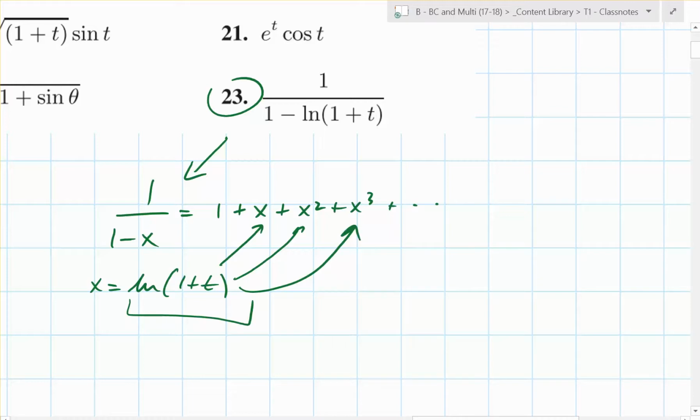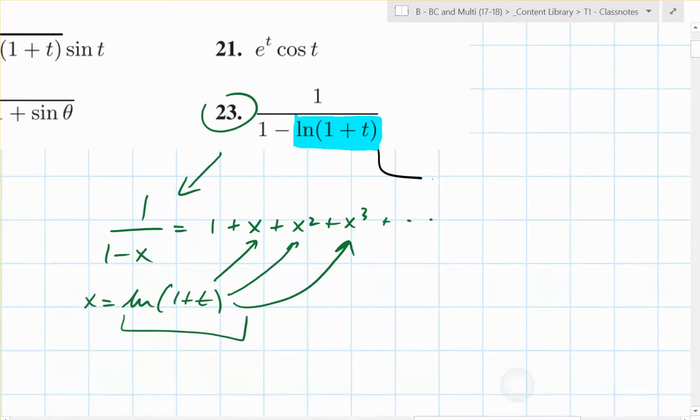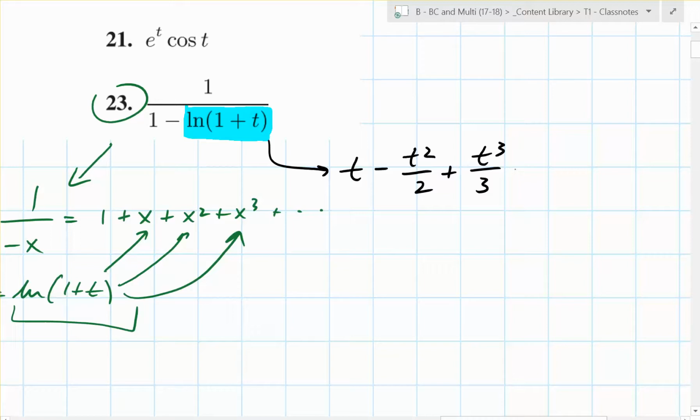What's the not so nice thing about this? Do we know what that is? Is that one of the ones you have to memorize? It is one of the ones you have to memorize. Do you remember what that one is? What does that equal? T minus t squared over 2, plus t cubed over 3, minus t to the 4th over 4, like this? Yeah.